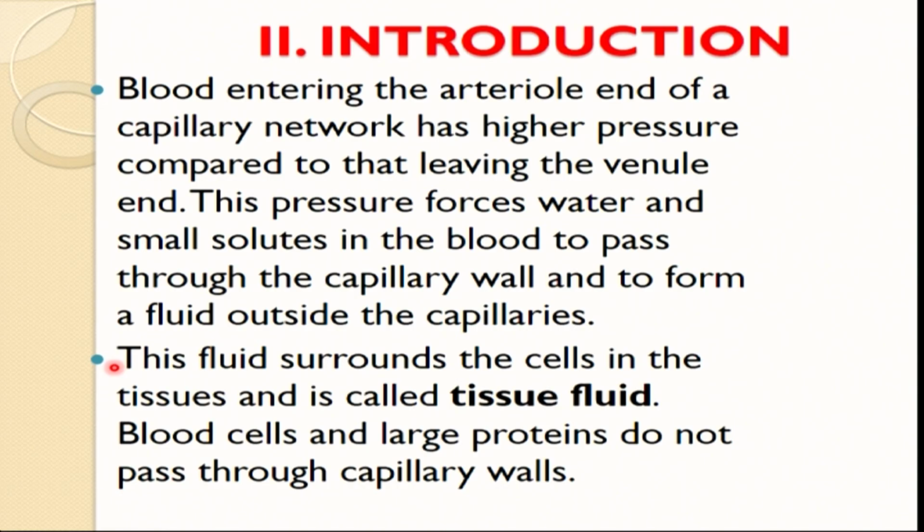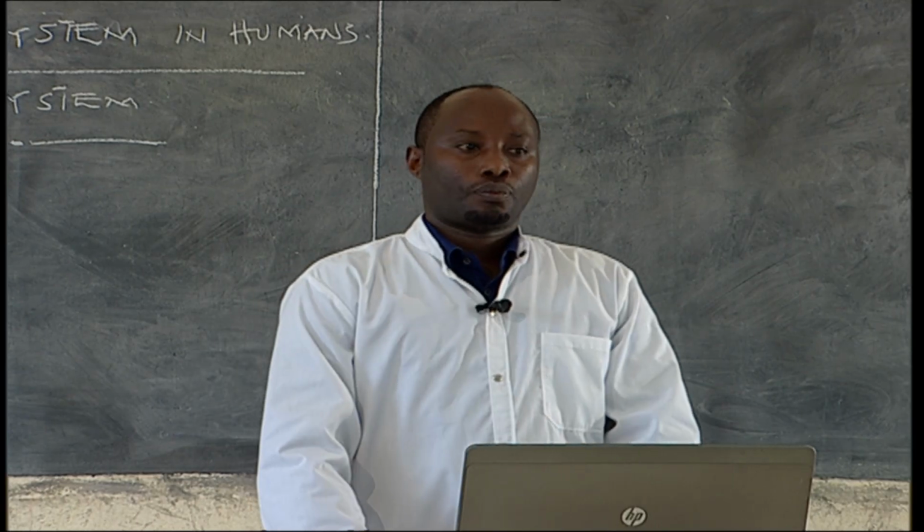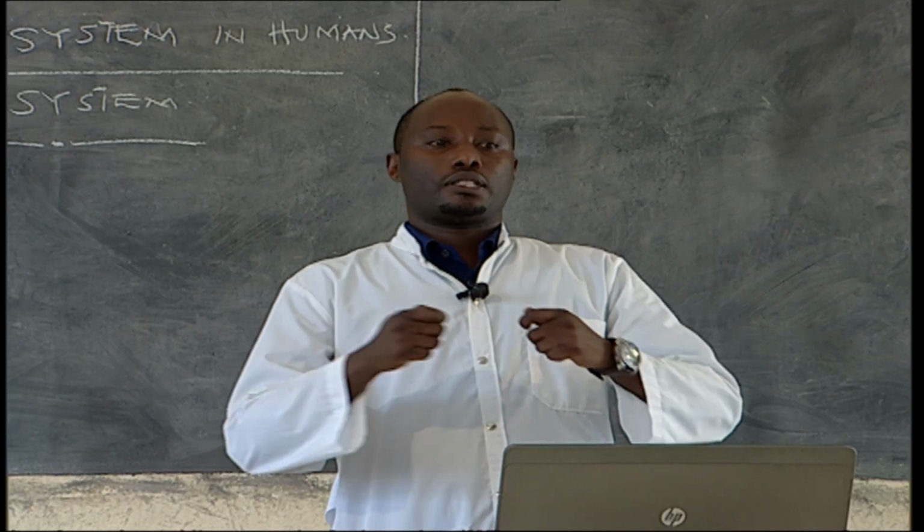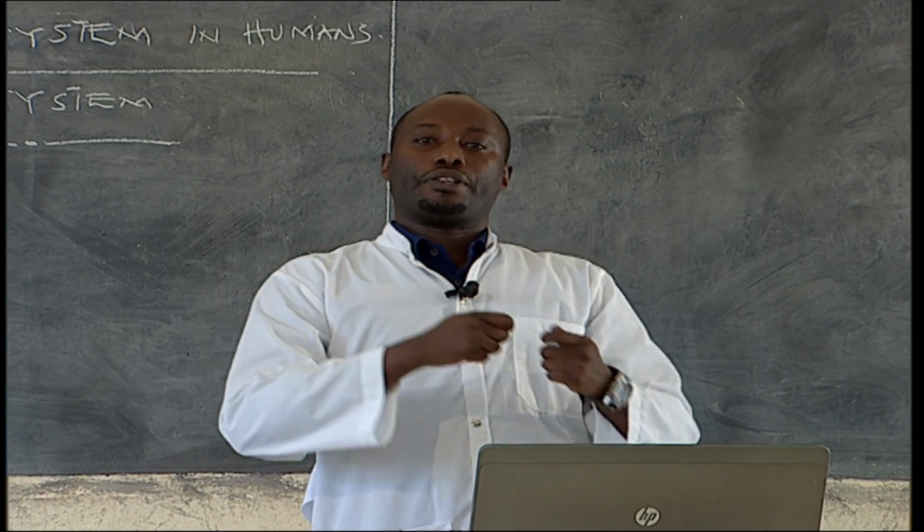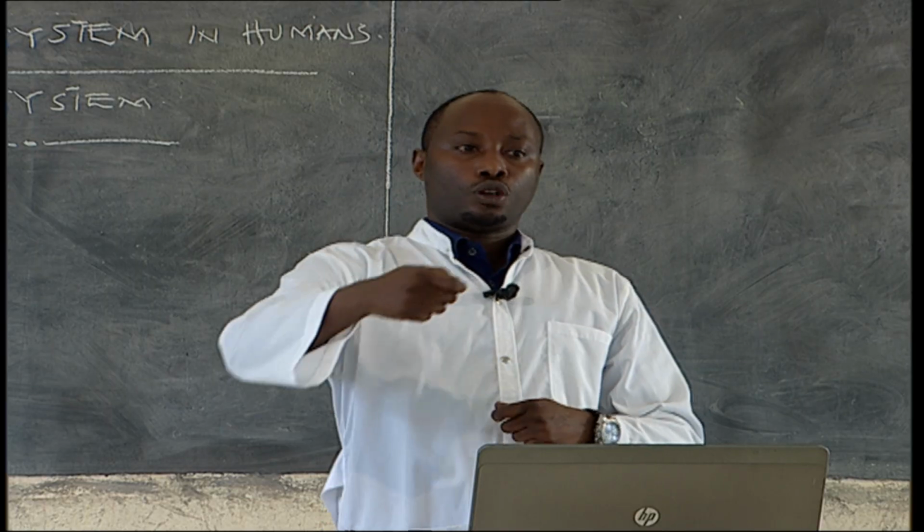As the blood is moving into arterioles, it must be moving with high pressure. In that way, the pressure will force water and even small solutes in the blood to pass through the capillary wall and form a fluid outside the capillary, which is called lymph. This fluid surrounds the cells, and we call it interstitial fluid.